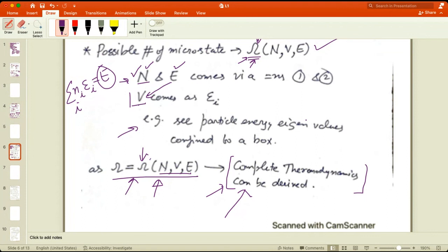There is a link between this omega and the thermodynamical parameter, in fact, the entropy, right? So if I establish that relation, then I will always be able to derive the thermodynamics of the whole system. Okay, so we'll be doing some examples with that also.